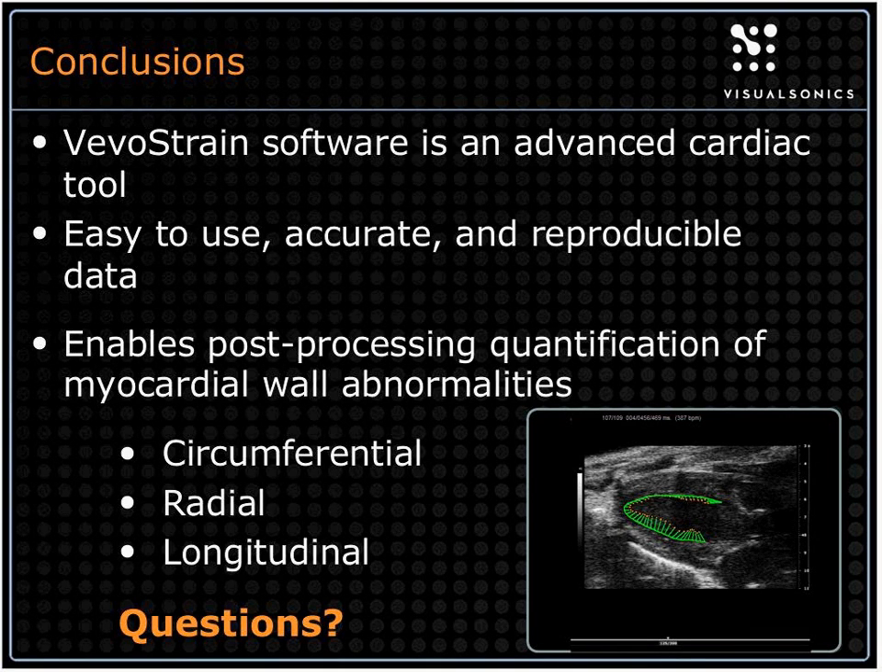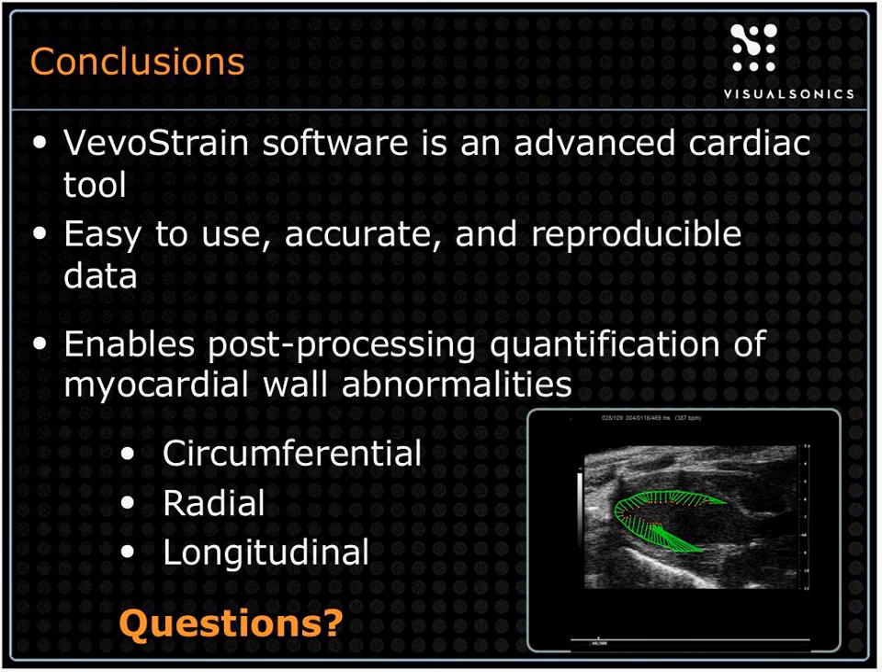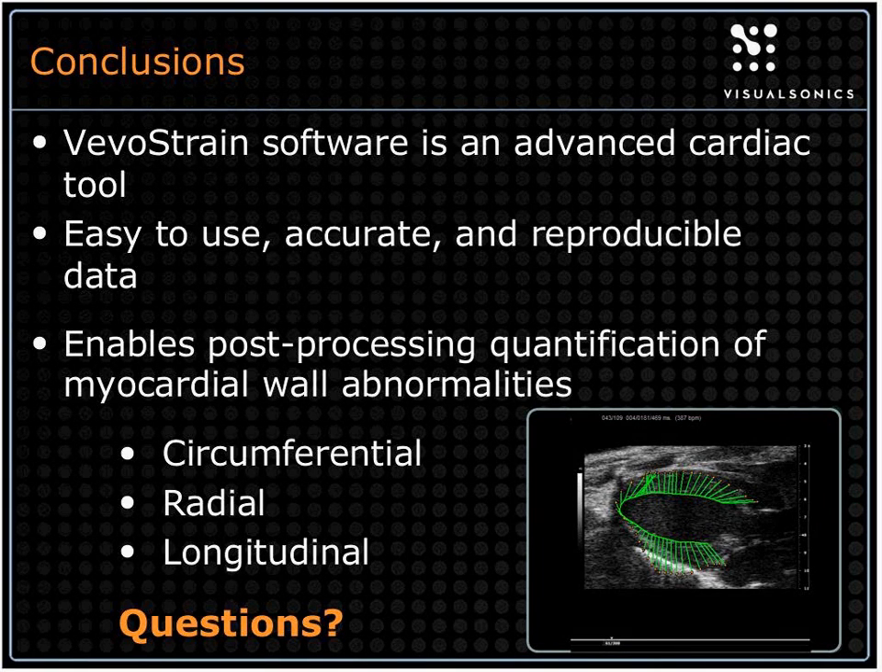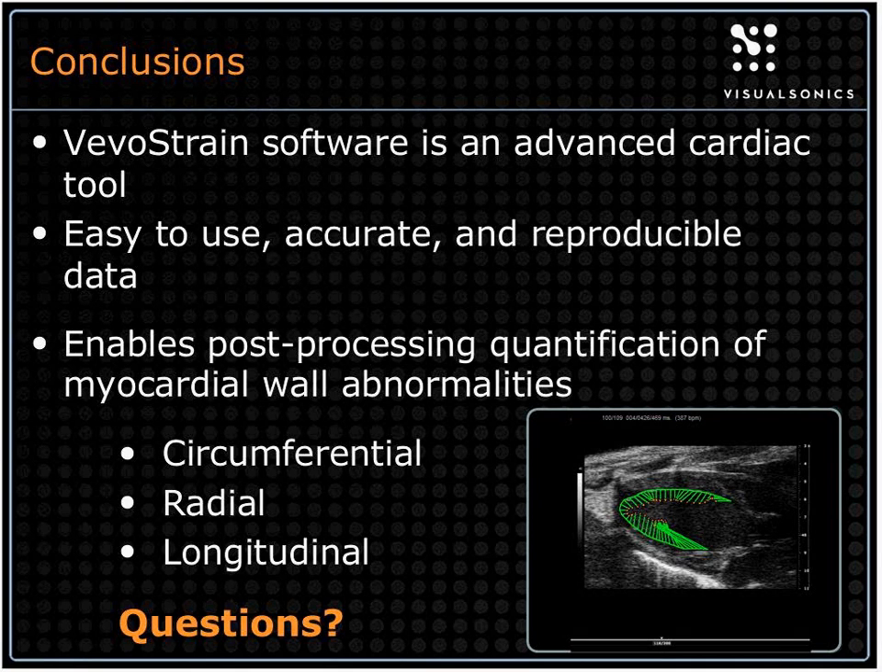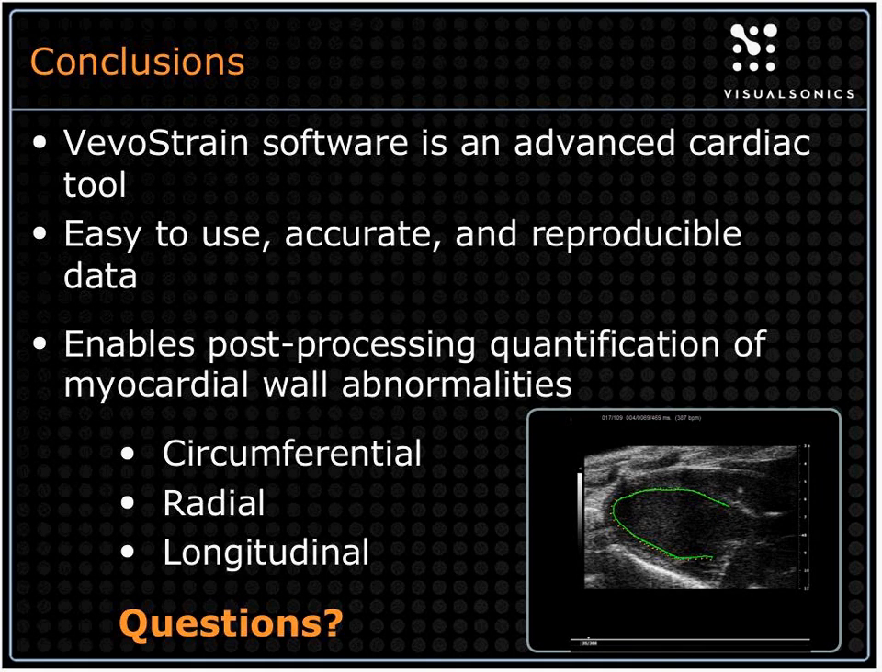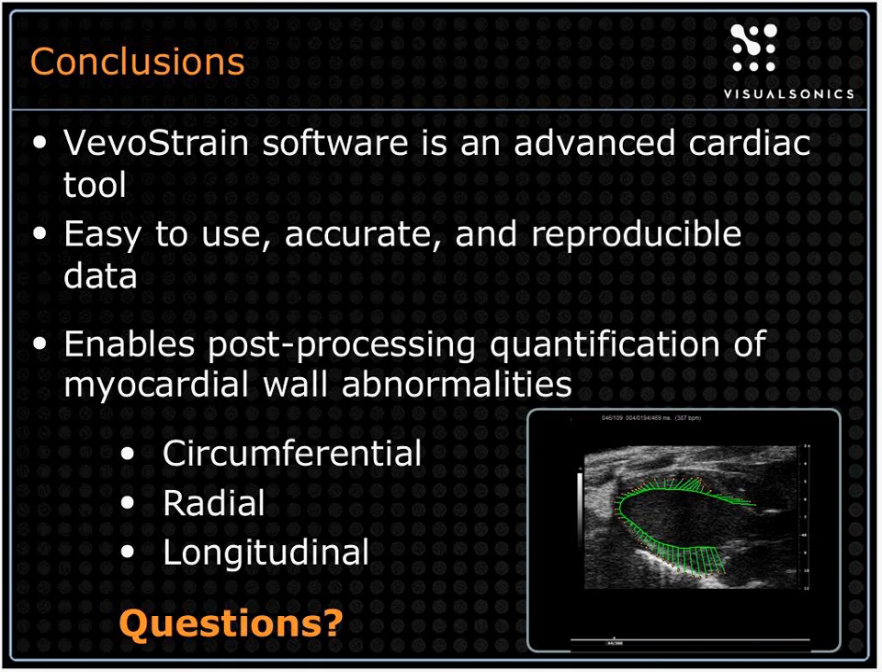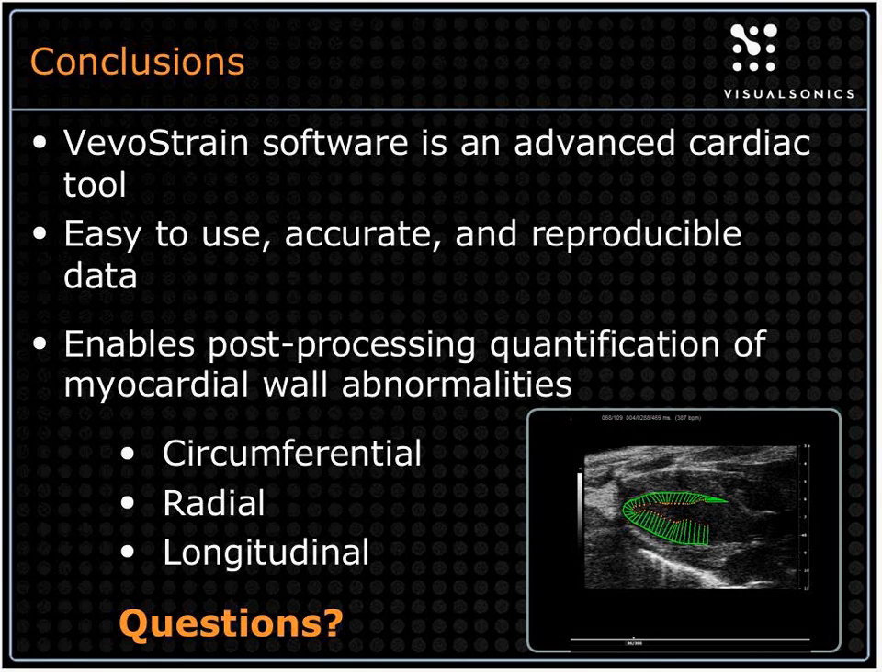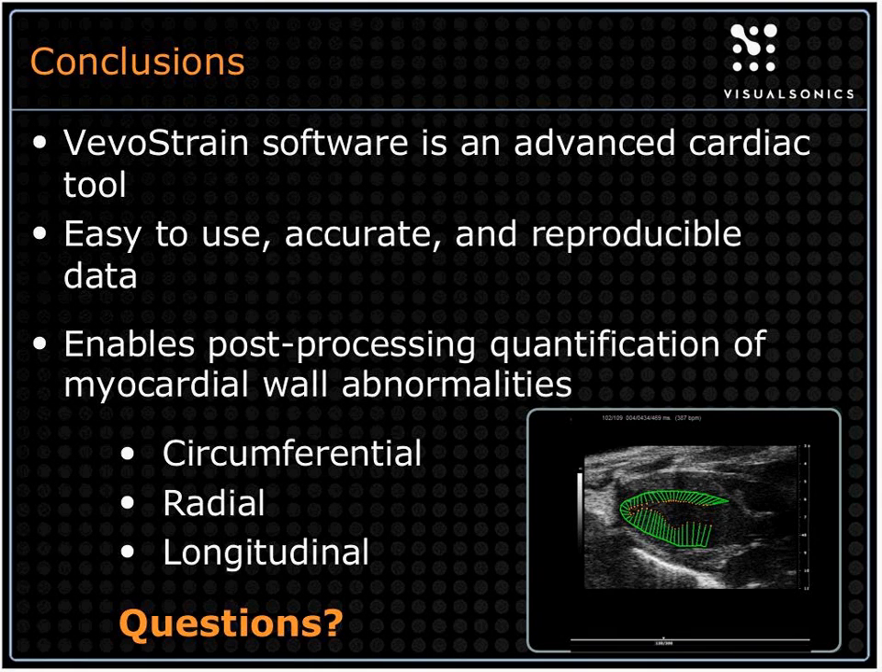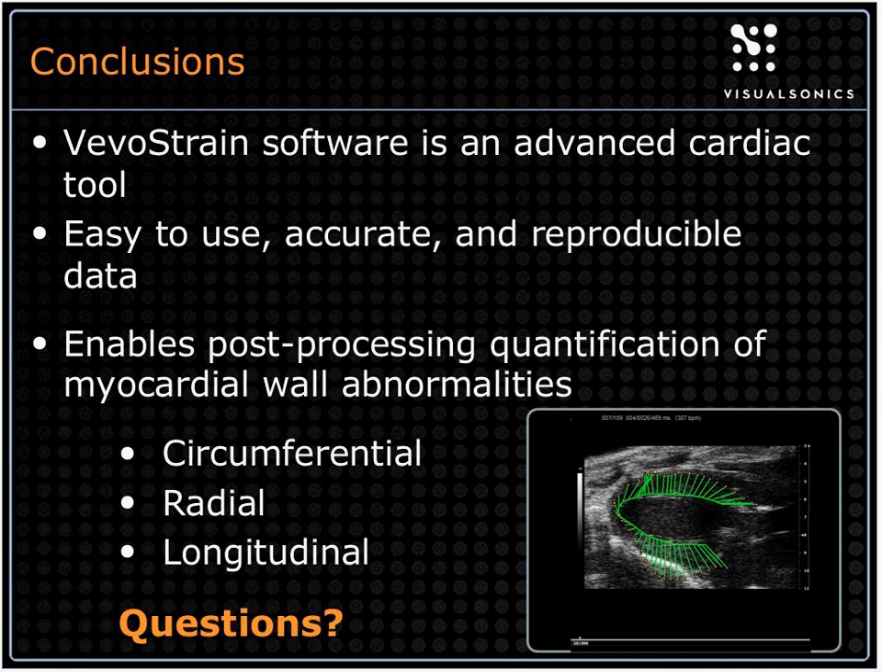So some brief conclusions. VevoStrain software is an advanced cardiac analysis tool. It's very easy to use, it's very accurate, and can provide you with reproducible data. It enables post-processing quantification of the myocardial wall abnormalities. Again, you're looking at circumferential, radial, and longitudinal motion. So at this point, I'll briefly stop and see if there are any questions.